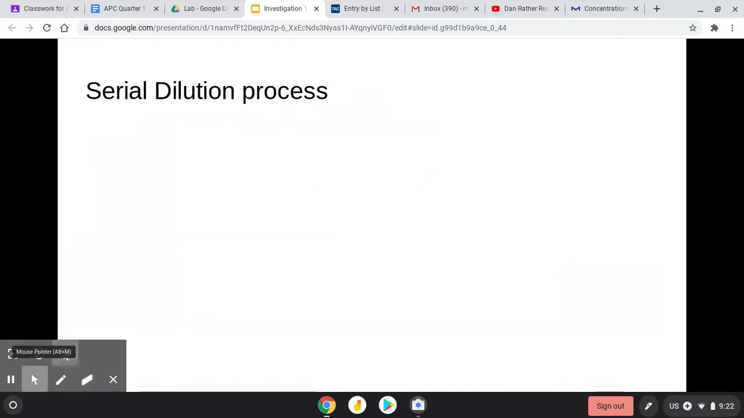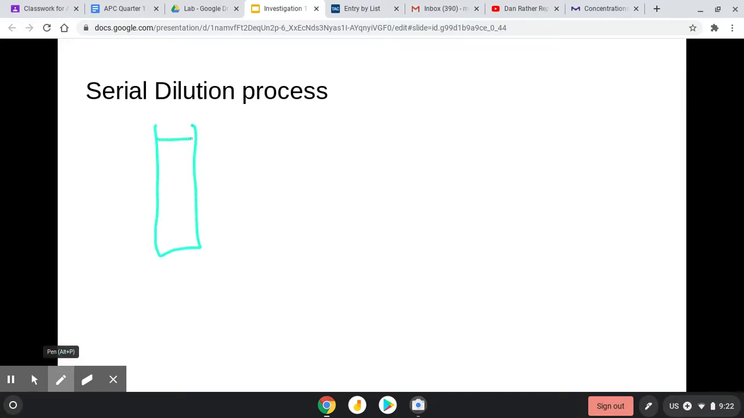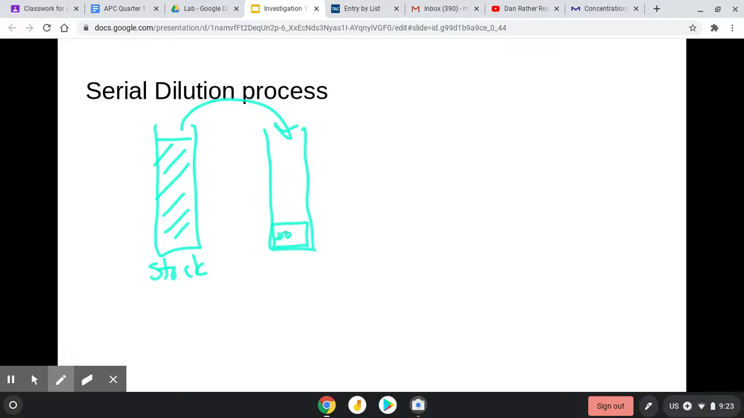And I want to talk you through a couple notes on dilution. So let's pretend this is our stock solution, and we're going to take some out of our stock solution to create our solution B. What we take out, we're going to put into our new container, and I think it was 0.005 liters. So let's just put that in there.